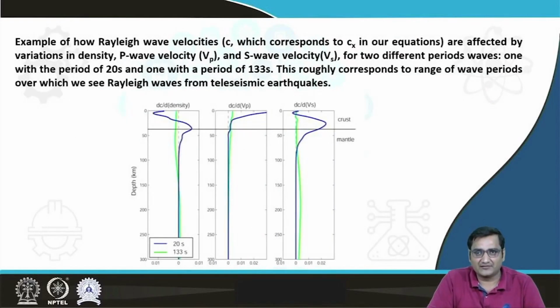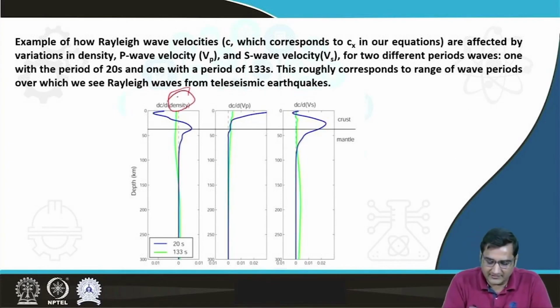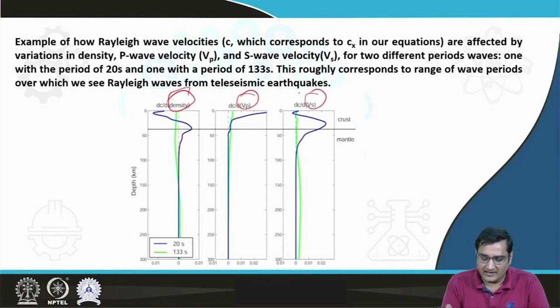Now let's look at these figures. These are drawn to see how sensitive your Rayleigh waves are to the different physical parameters of the crust and the mantle. The three parameters that we consider are the density, the P wave velocity, and the shear wave velocity. And there are two colored lines. One is for the 20-second period Rayleigh wave, and another one is the 133-second Rayleigh wave.